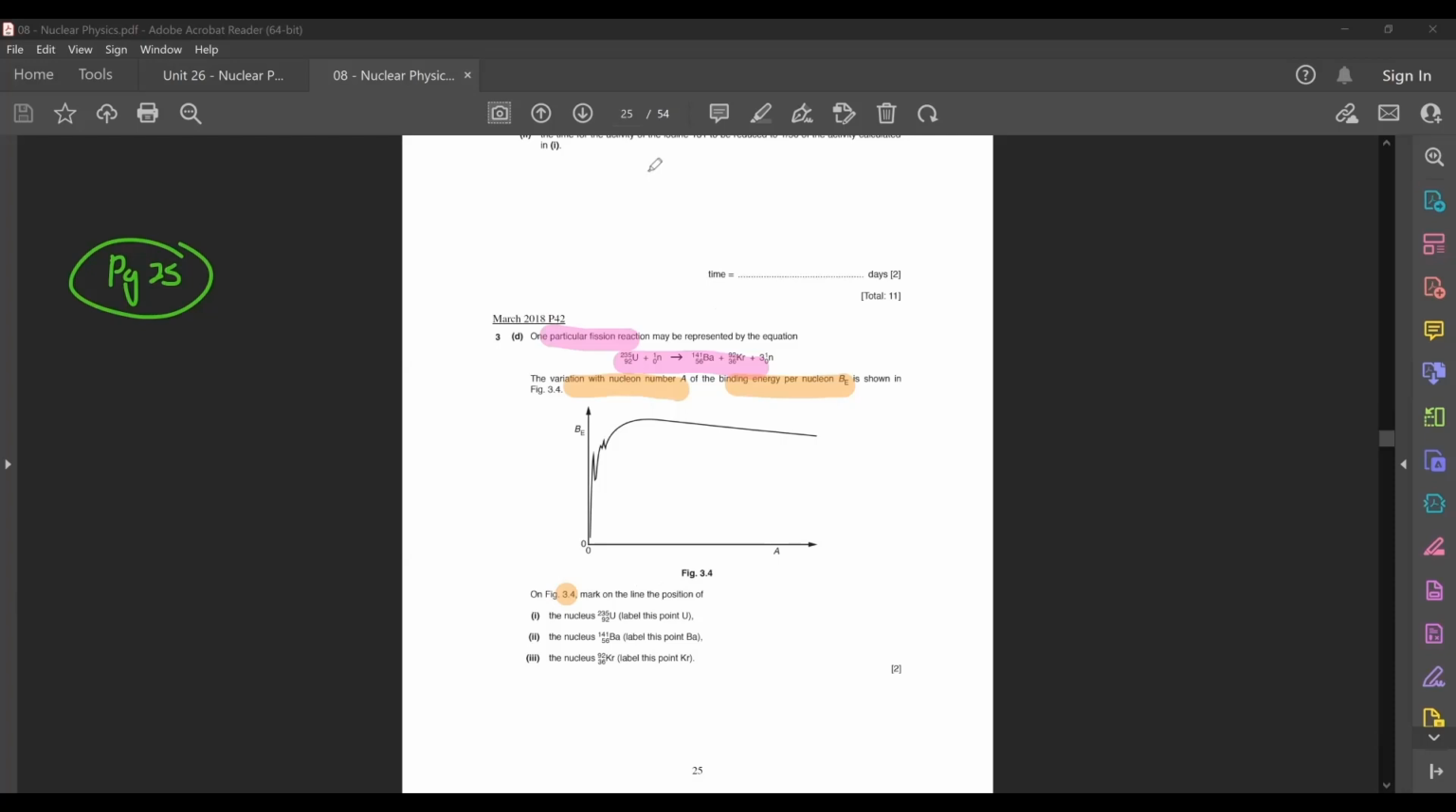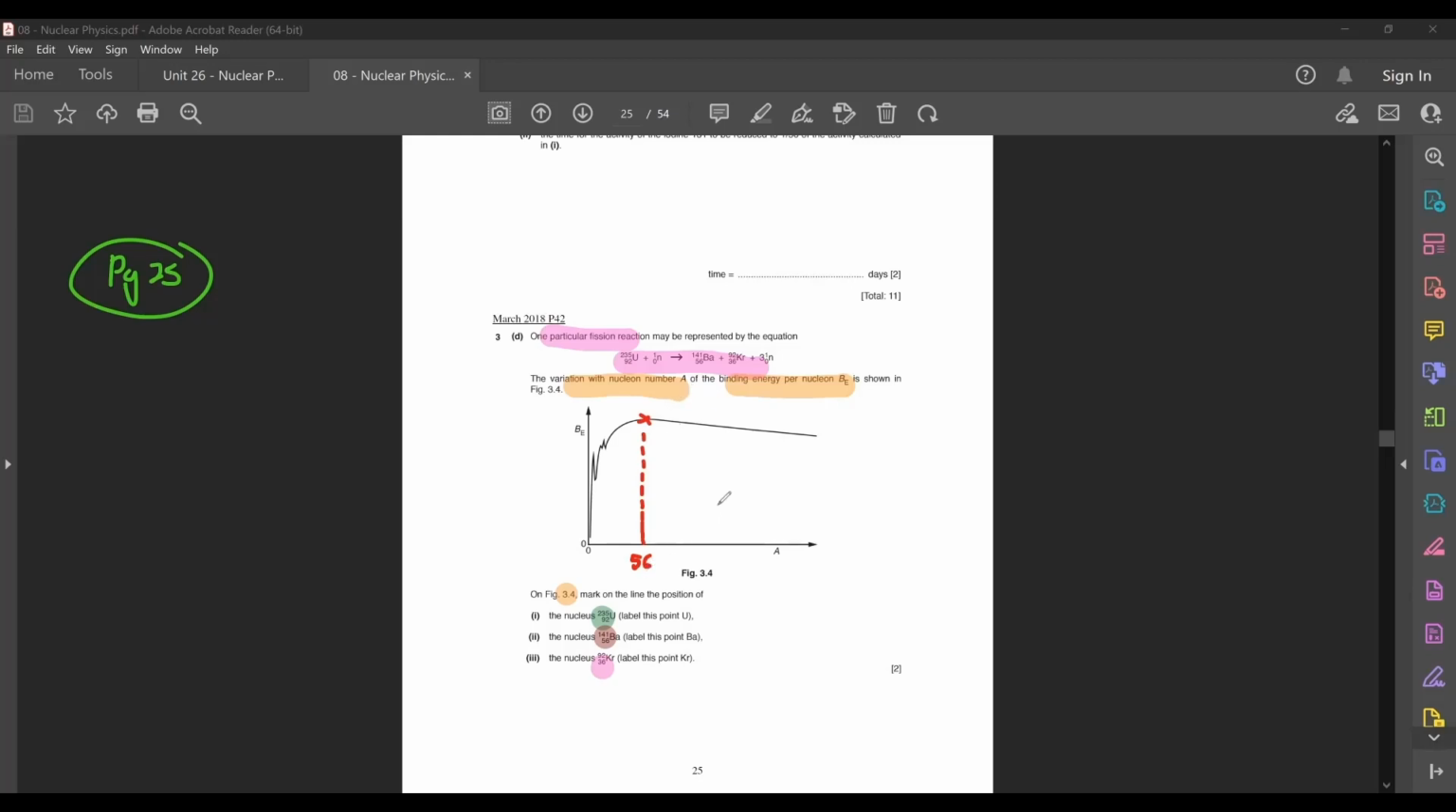The first one is uranium-235, label this point U. The second one is barium-141, label this BA. And the last one is krypton-92, label this point KR. So here, just now as I mentioned to you, look at where the peak is. The peak is somewhere around here, right? This one is by right going to be 56. It belongs to ferrum 56.